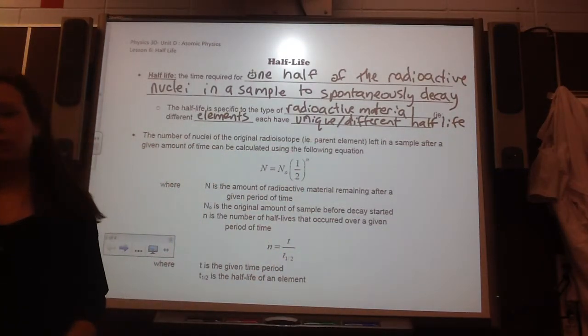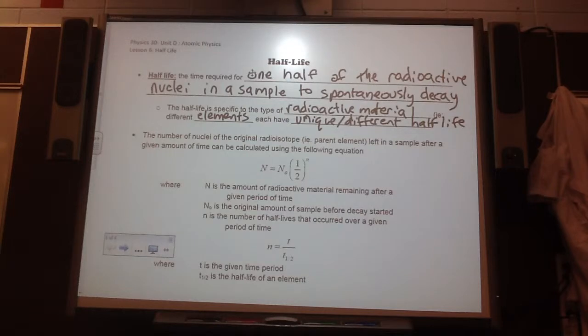For some radioactive elements, it might take 200 years for half of the original to decay, like carbon-14, which is a long time period. But for something more radioactive, it could take half of a second, so it's extremely variable. The number of nuclei of the original isotope left in the sample after a given amount of time can be calculated using this equation.